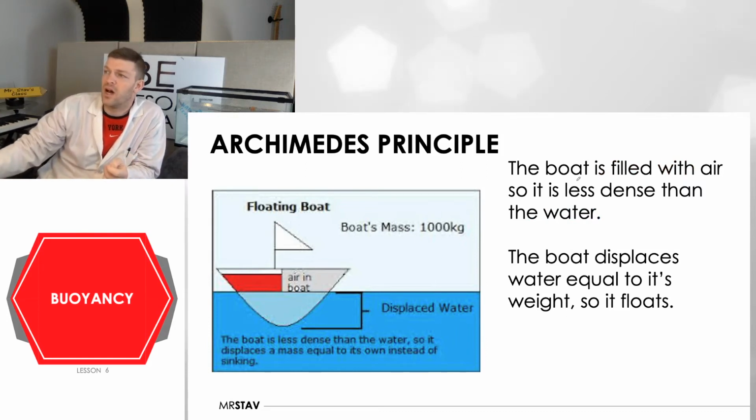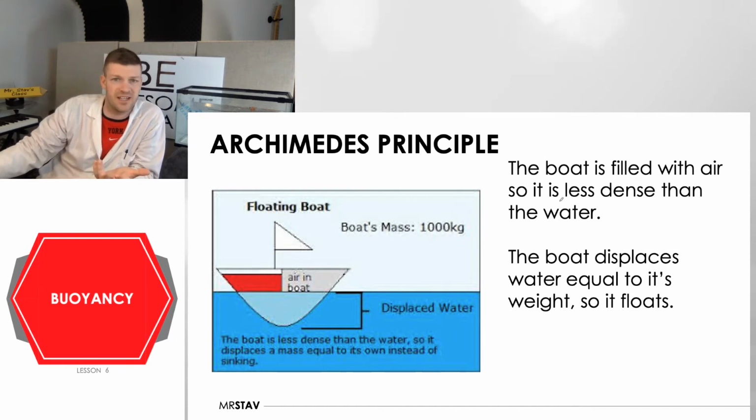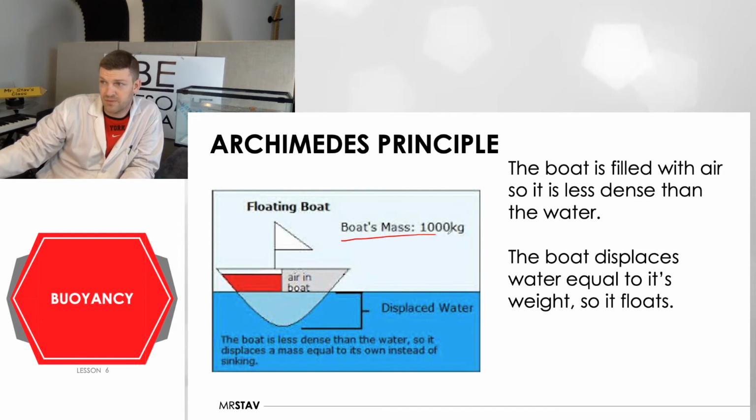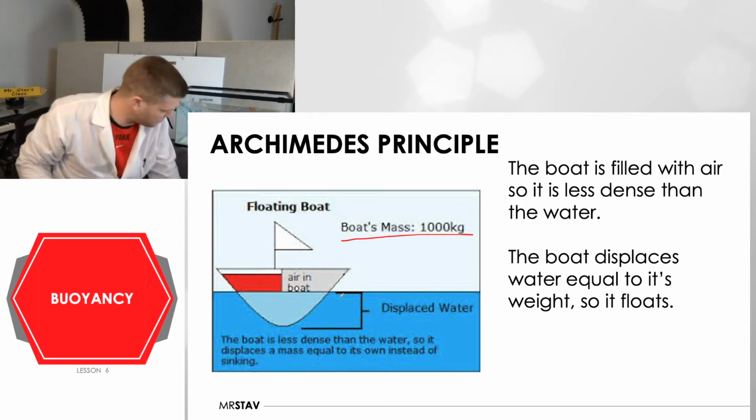So a boat is filled with air, so it's less dense than the water. We talked about density. Okay? The boat displaces water equal to its weight, so it floats. All right, so the boat's mass is 1,000 kilograms. It displaces water.